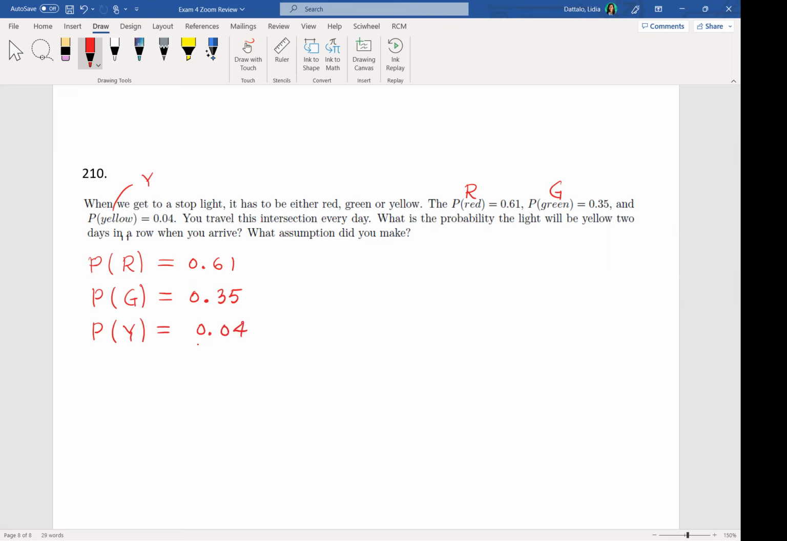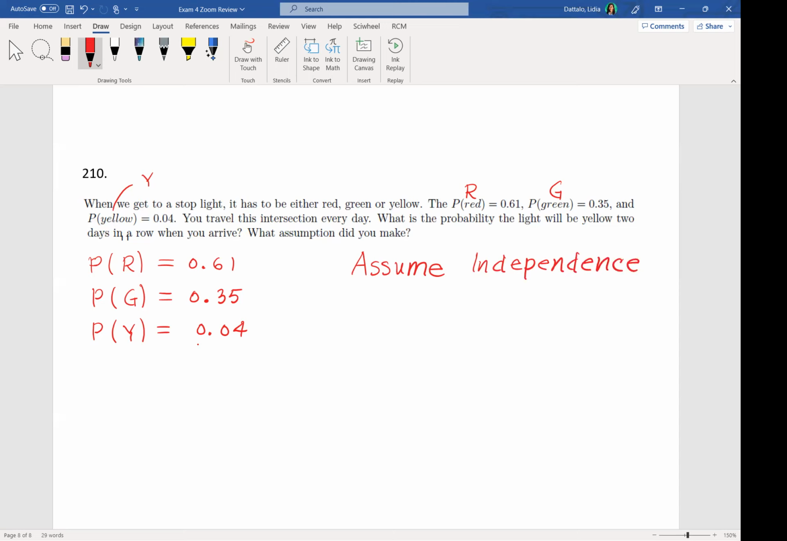It says, you travel this intersection every day. What is the probability that the light will be yellow 2 days in a row when you arrive? What assumptions did you make? Well, the assumption that I want to make is that I'm going to assume independence, because these are 2 different days. So there's no way that these 2 events are going to be dependent. So assume independence, or independent events.